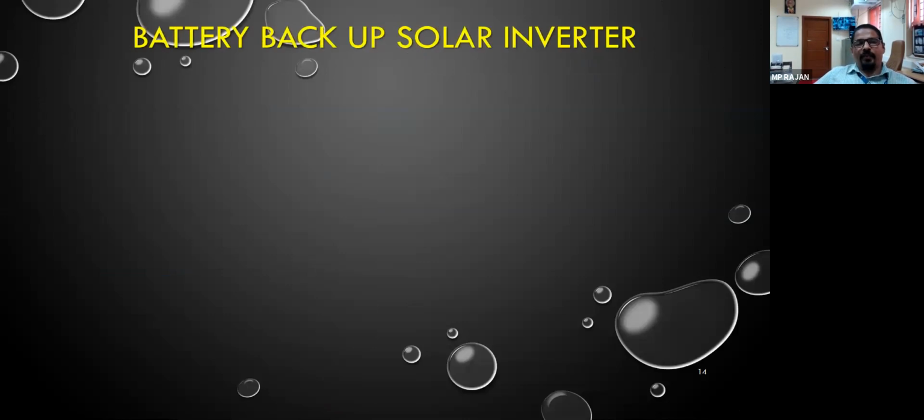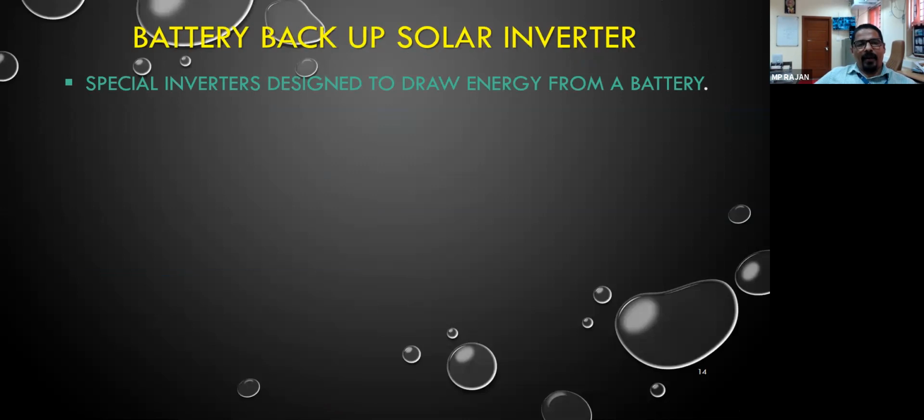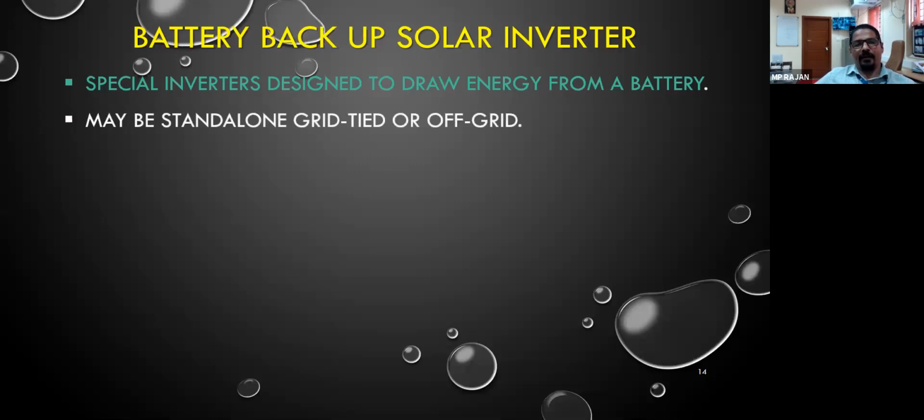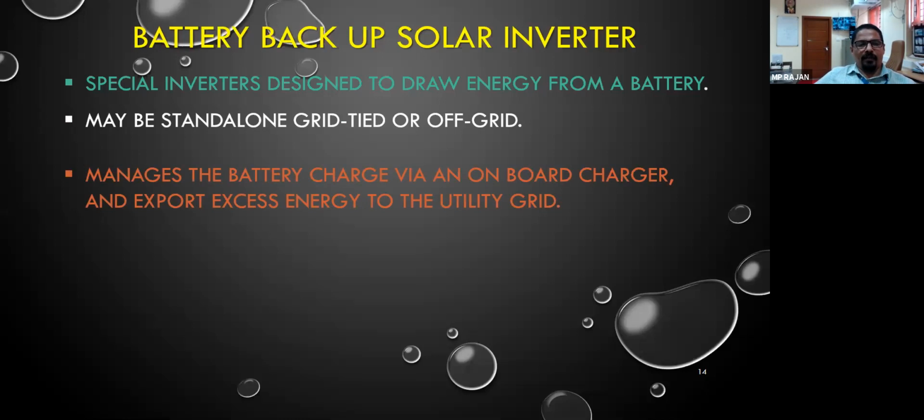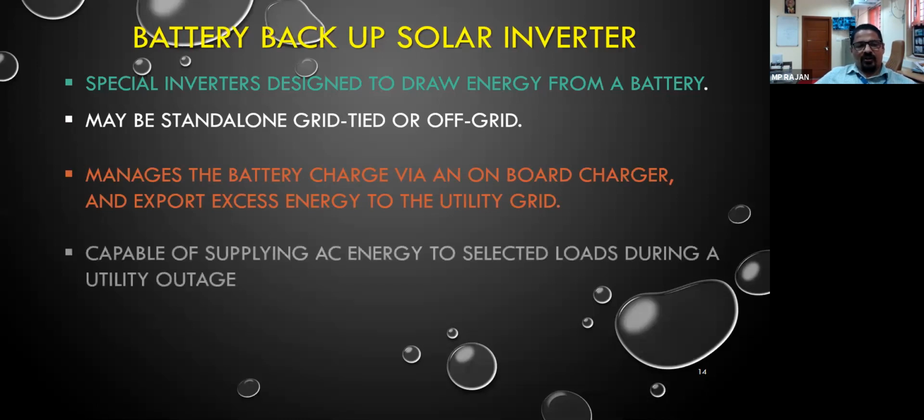Another, third type is the battery backup solar inverter. As I said, this is a battery backup solar inverter which will also have a battery charger. So this is used in the hybrid system. As you know, grid tie and off grid together make a hybrid system. So in that we use this battery backup solar inverter. It may be standalone or off grid also. It manages the battery charge via an onboard charger. So there will be a battery charge controller inside, which charges the battery and also takes the supply from the battery to the inverter.